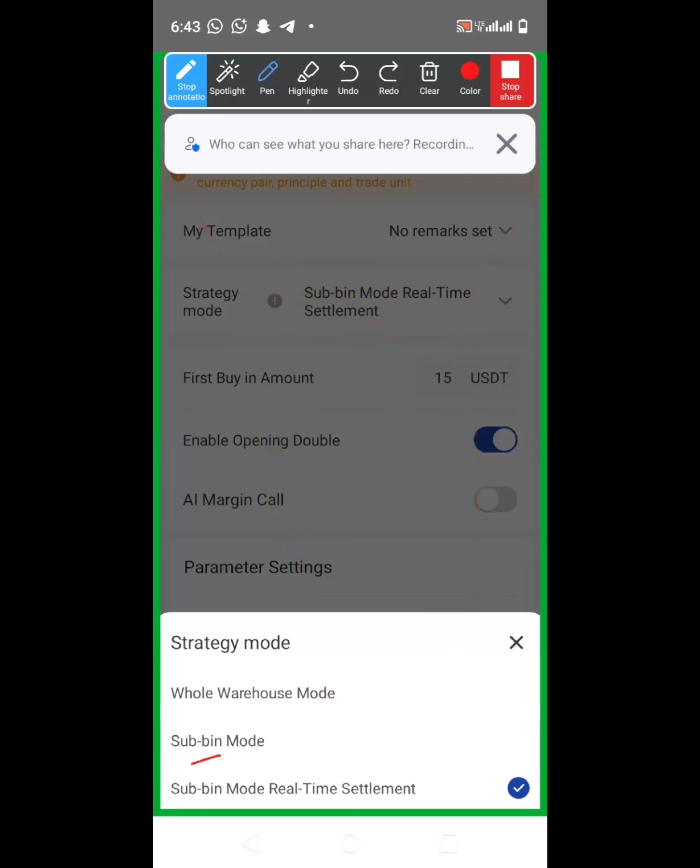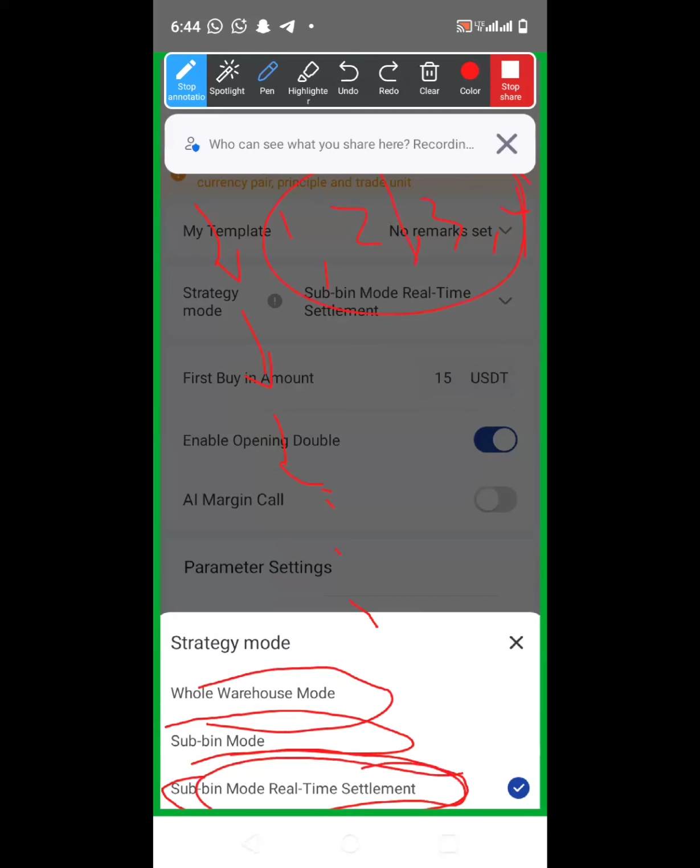Now, we have sub-in real-time settlement and we have sub-in mode. Let me first take sub-in real-time settlement. In sub-in real-time settlement, the robot must buy at the current price for you at a low price. And remember, this warehouse mode means the robot has bought 1, 2, 3, 4 for you, and it sells it at once. But when it comes to sub-in real-time settlement, it means that the robot will continue buying.